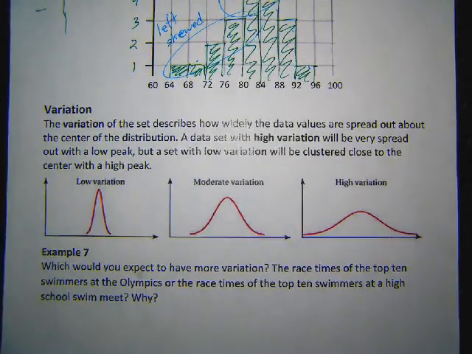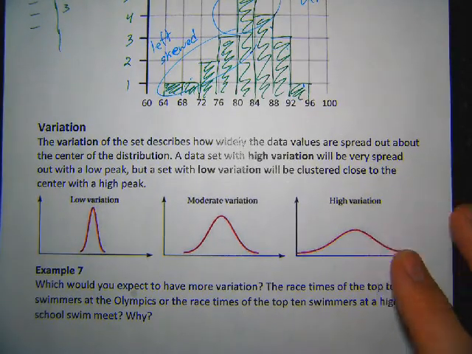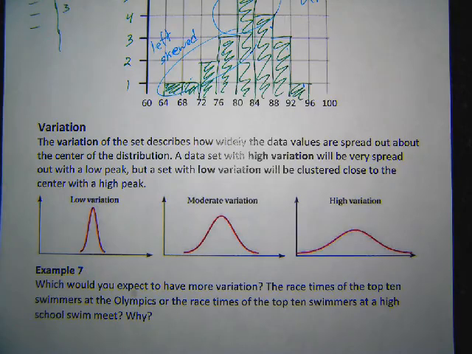Okay, last thing to mention in this section. Besides the shape, the number of peaks, and which side is more spread out than the other, the last thing you think about with a set of data is its variation. Variation describes how widely spread out the data is. The higher the variation, the more spread out it will be.